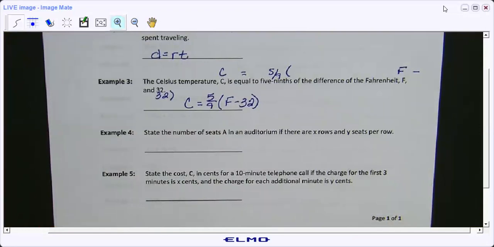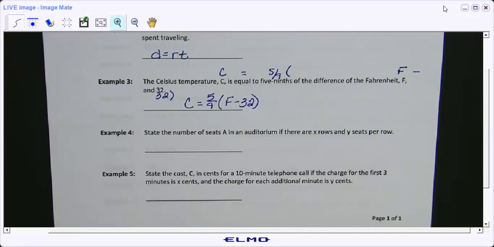State the number of seats A in an auditorium if there are X rows and Y seats per row. Now I want you to think about this as our stadium in the classroom, and we have all 4 of these rows right here. How would we, without counting each desk, know how many desks there are based on X rows and Y seats? How would we figure out how many seats there are? And what would we be multiplying? The rows and the seats. We would be multiplying the number of rows times the number of seats in a row.